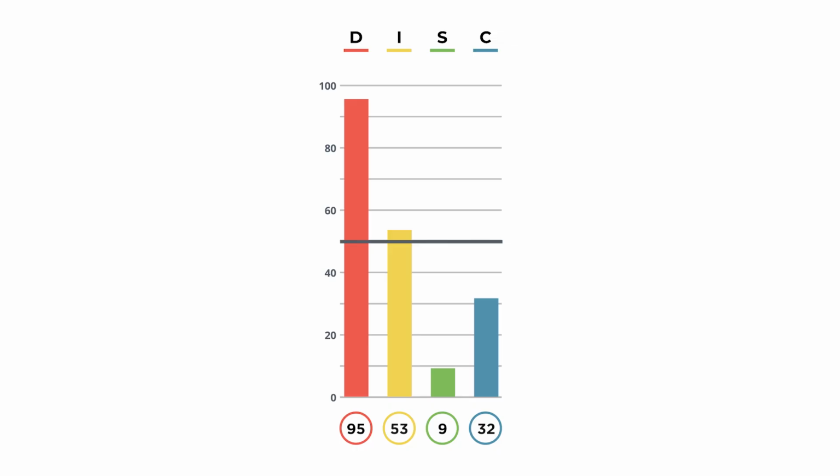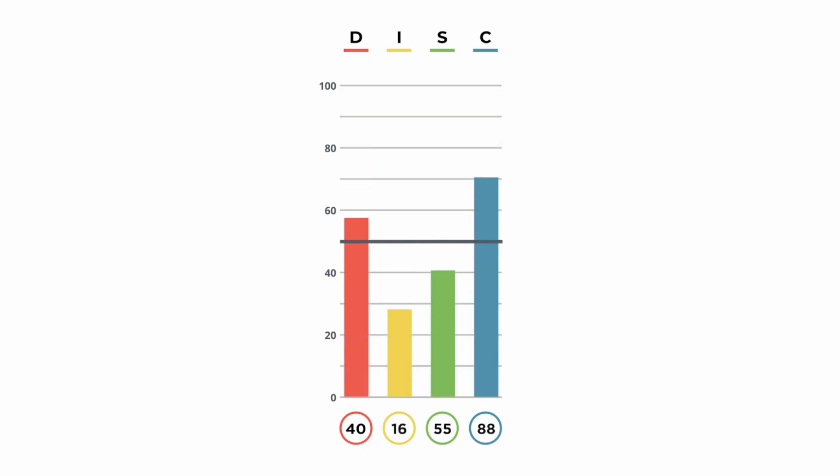Next, look at where your scores fall on the graph. Near the middle is situationally observable, where your behavior is more flexible. Moving outward is moderately observable, where behaviors become more noticeable. At the far end is extremely observable, your most consistent behavioral tendencies.